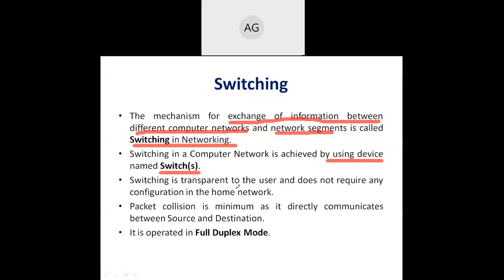Switching is transparent to the user and does not require any configuration in the home network. So it is a transparent process and it can be easily seen by the user. Packet collision is minimum as it directly communicates between the source and destination. So that is the advantage of switching.